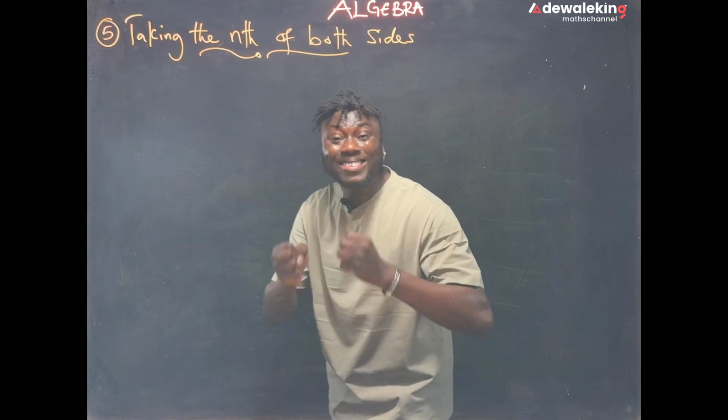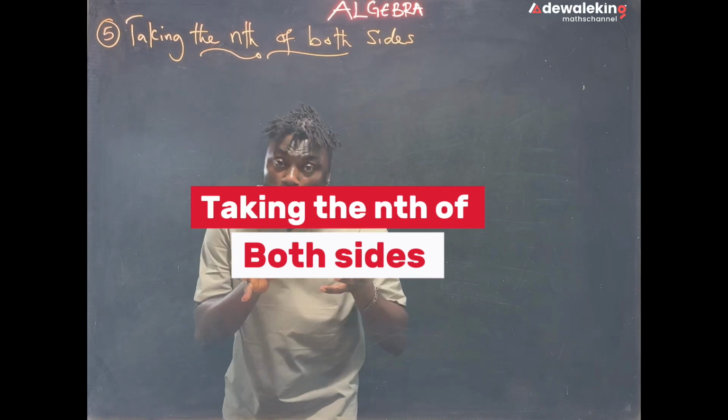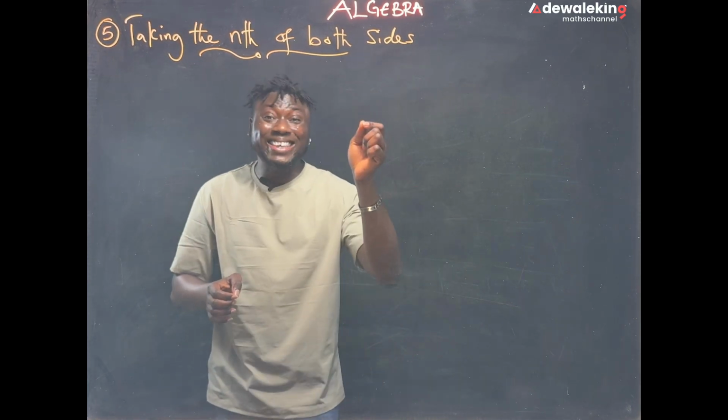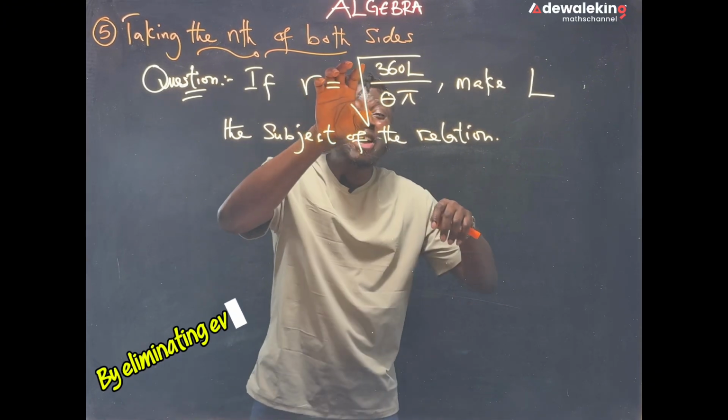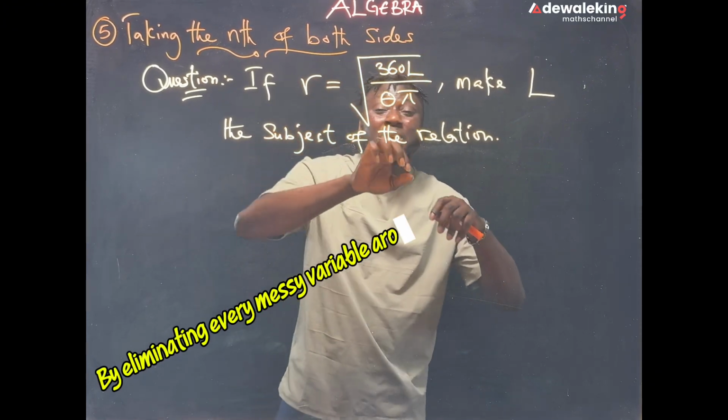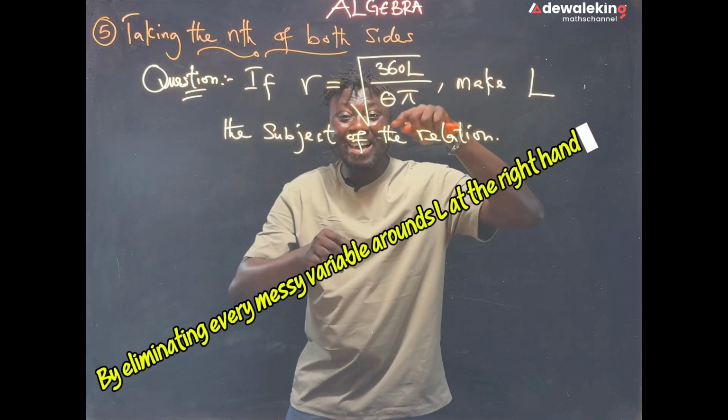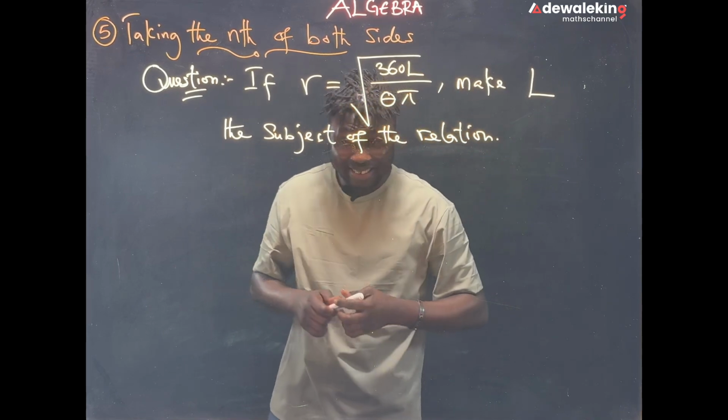5. Taking the ends of both sides. So we start this question by eliminating every messy variable that surrounds L at the right hand side. This is how to go about it. So we say solution.